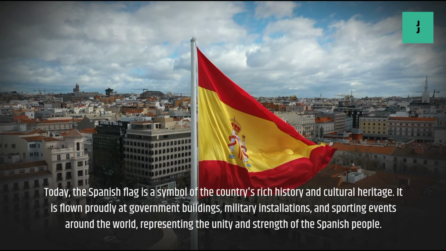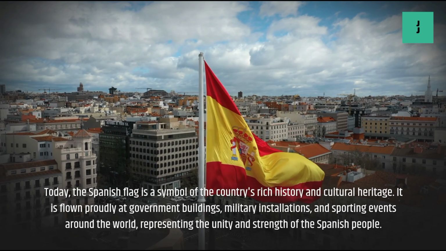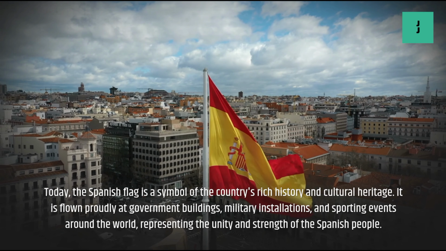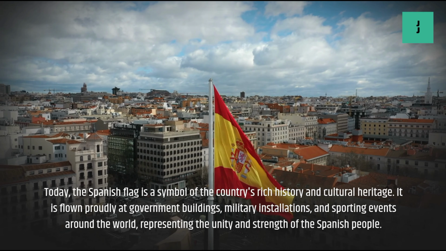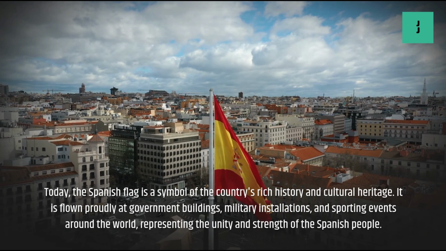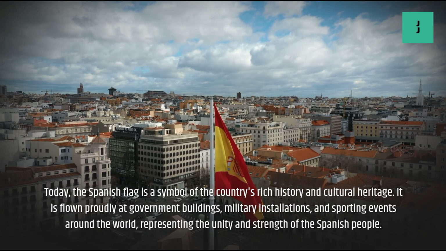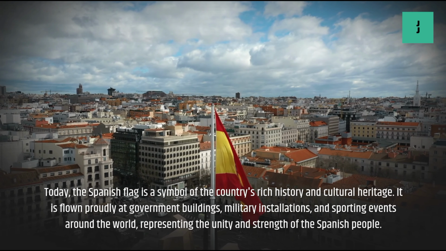Today, the Spanish flag is a symbol of the country's rich history and cultural heritage. It is flown proudly at government buildings, military installations, and sporting events around the world, representing the unity and strength of the Spanish people.